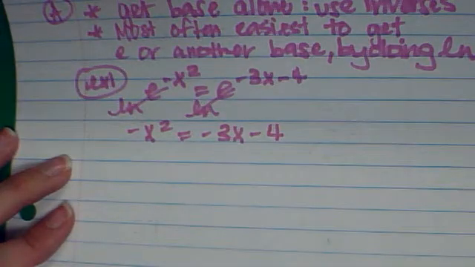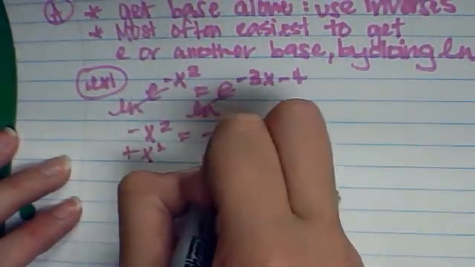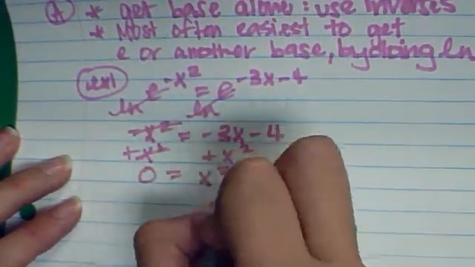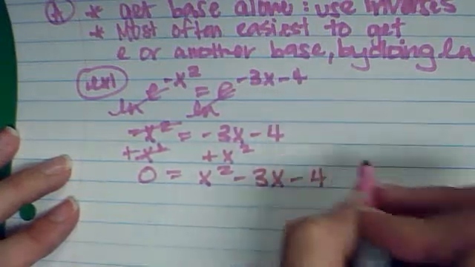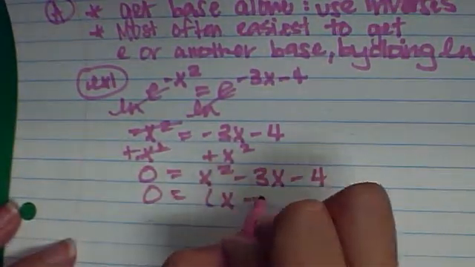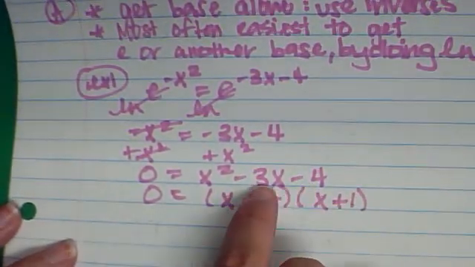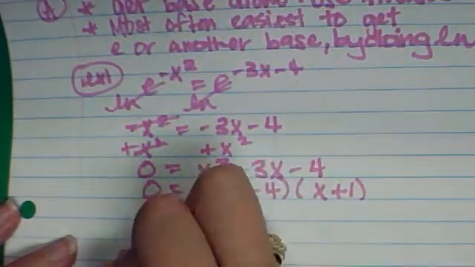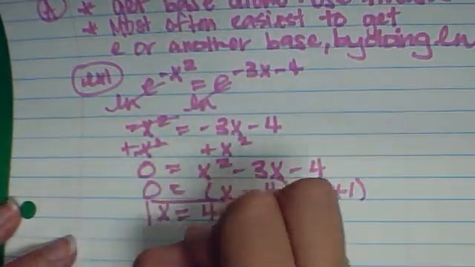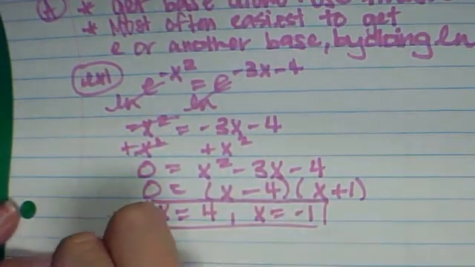Now this is a quadratic, which to solve, I will move everything to the same side. So I'm going to add x squared to both sides. Those will cancel, and I will have 0 equals x squared minus 3x minus 4. Now I want to factor that, so I'm going to have x minus 4 times x plus 1, because that's what multiplies to get negative 4 and adds to get negative 3. My two solutions are x equals 4 and x equals negative 1. Okay, let's try another one.